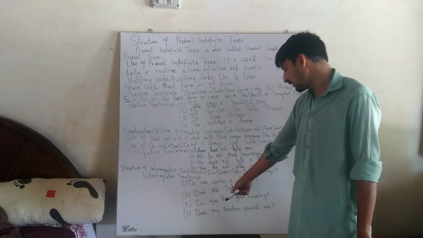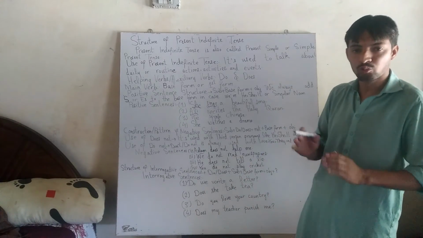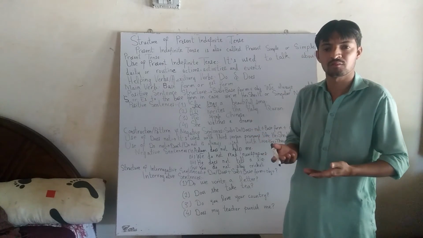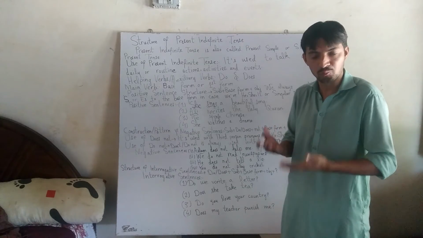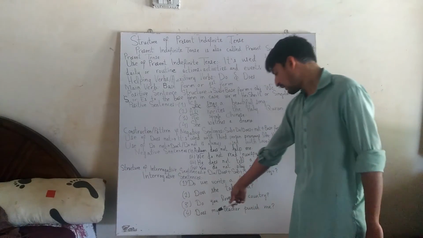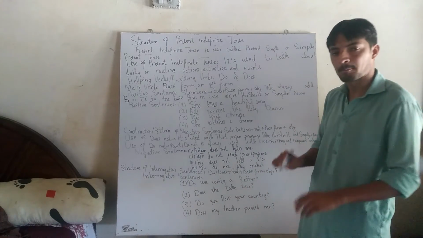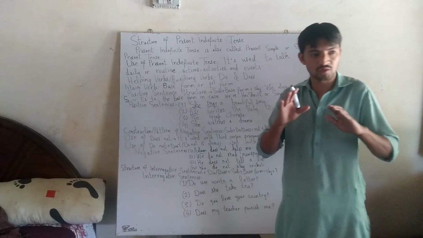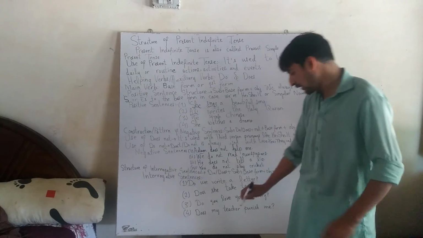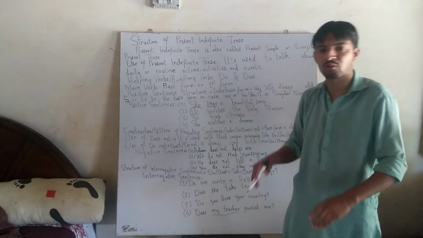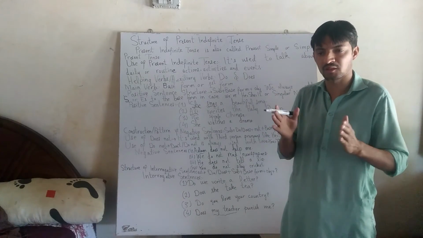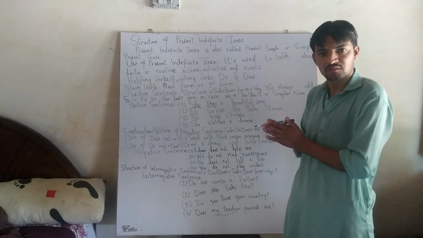Then we have the third sentence, do you love your country? So we use do with you, right, which is actually considered plural. Then the fourth and final example says, does my teacher punish me? In this sentence we use does because my teacher is a singular noun. So we use the helping verb does with the singular noun.